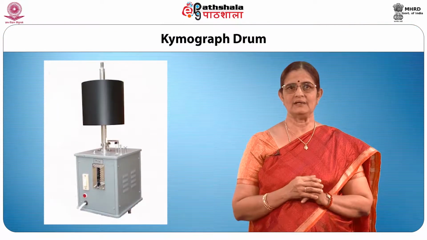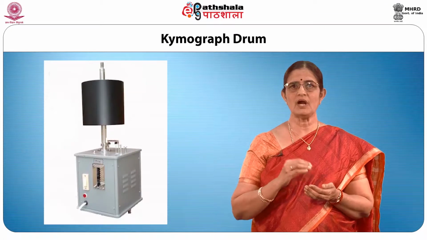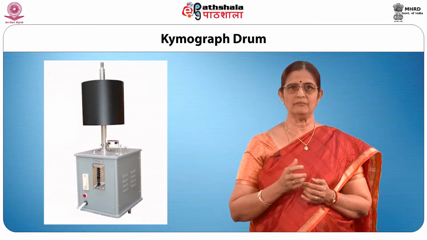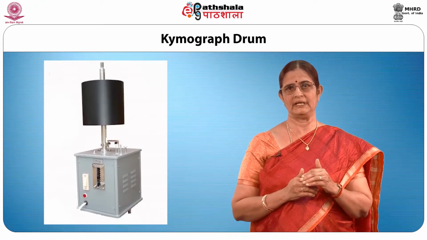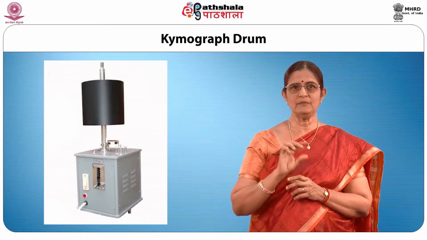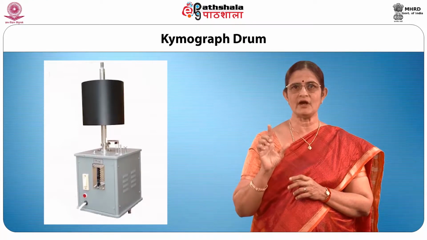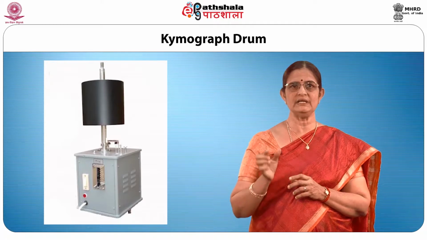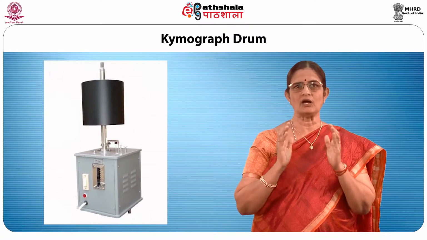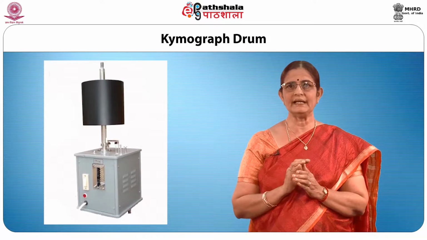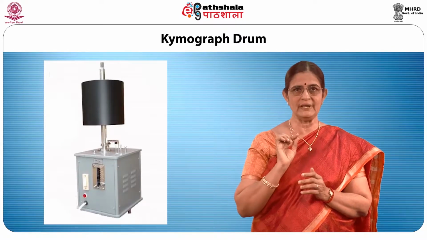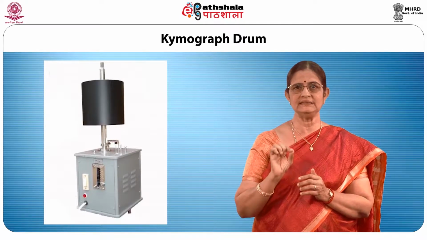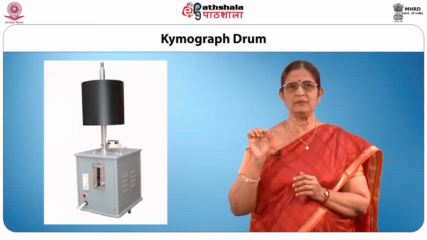This Kymograph drum will revolve, mounted on the platform next to the spirometer. This is the Kymograph used for recording oxygen consumption by fixing on the drum. The horizontal lines are calibrated in millimeters. The vertical lines indicate the time in minutes.